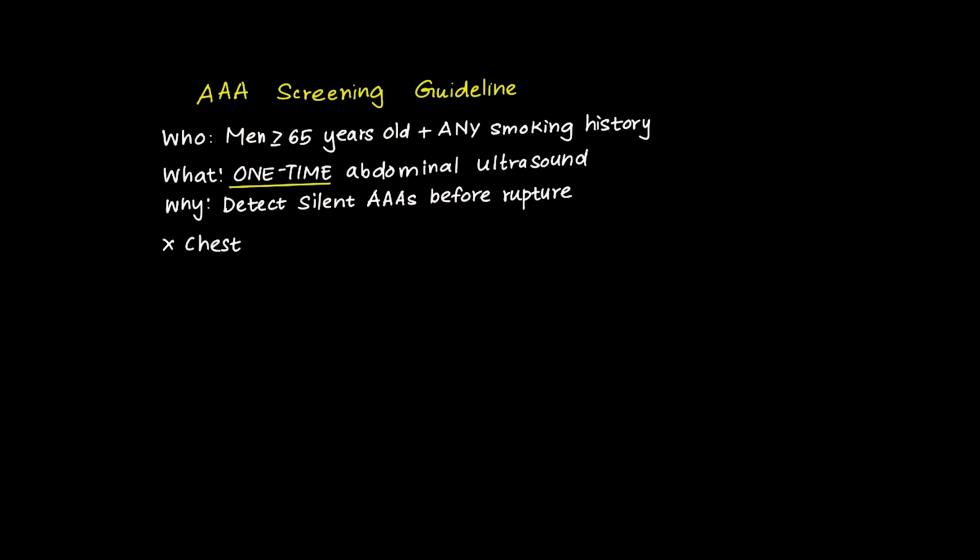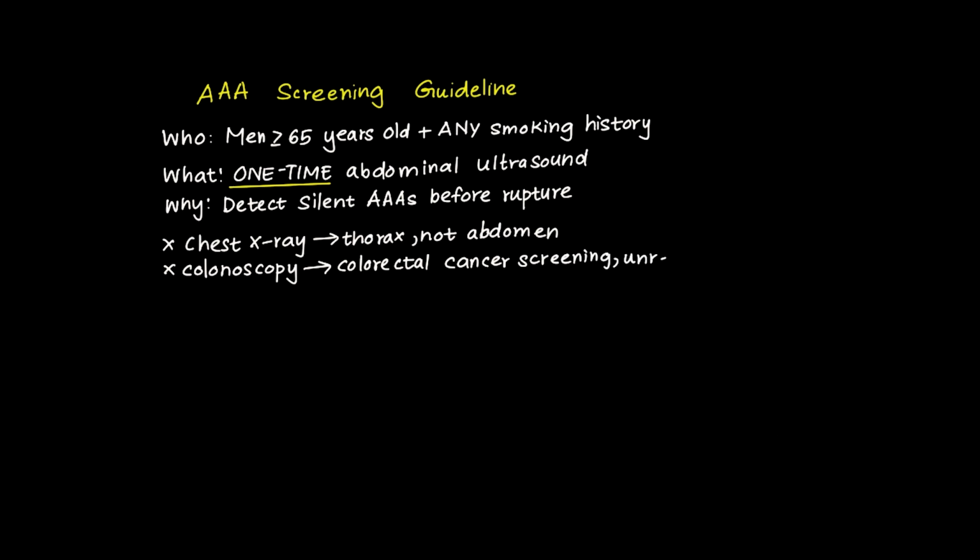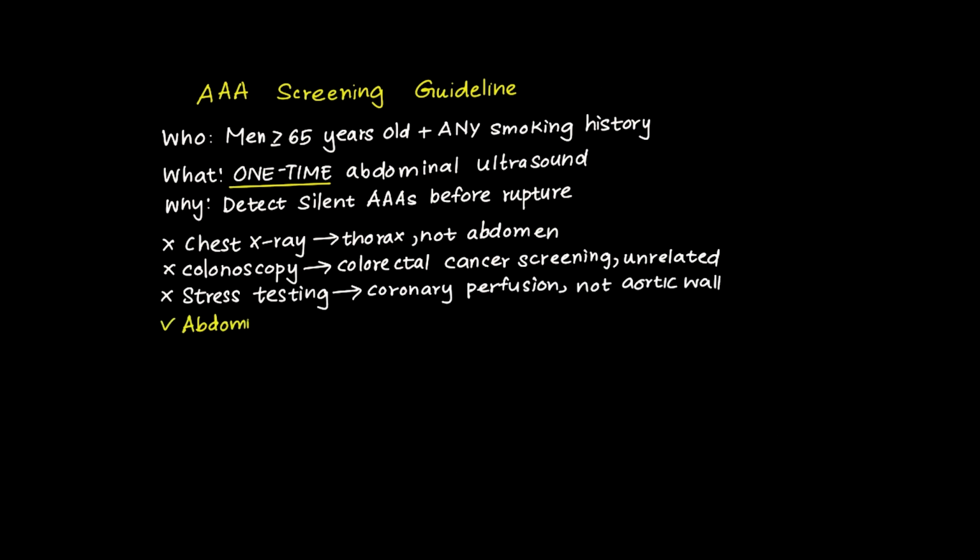Annual chest x-rays aren't part of AAA screening. A chest film looks at the thorax, not the abdomen. Colonoscopy is for colorectal cancer, a completely different screening program. Annual cardiac stress testing, regardless of symptoms, isn't standard for aneurysm patients. Stress tests evaluate coronary perfusion, not aortic wall integrity.